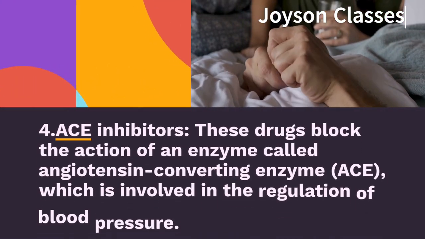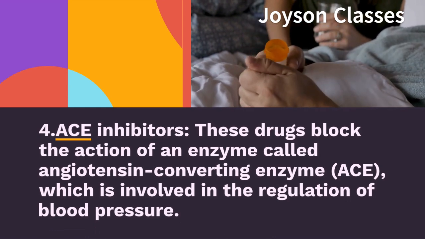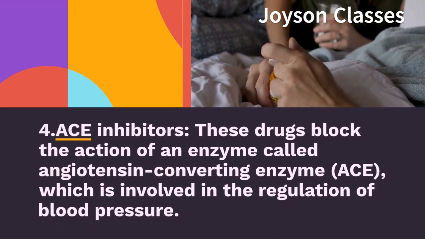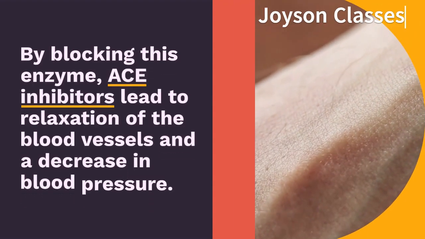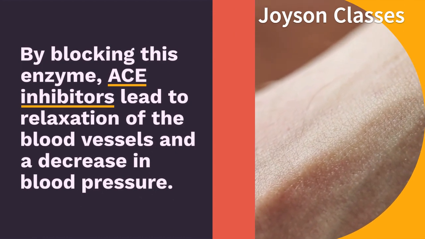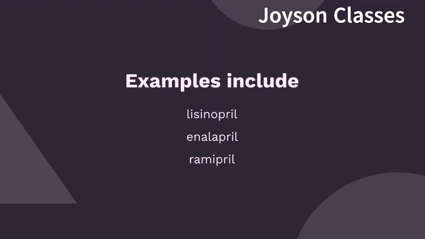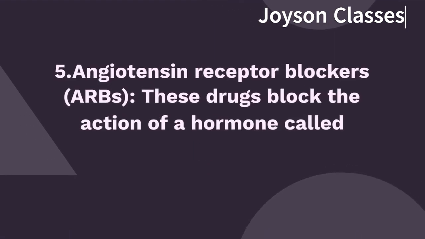4. ACE inhibitors. These drugs block the action of an enzyme called angiotensin converting enzyme, ACE, which is involved in the regulation of blood pressure. By blocking this enzyme, ACE inhibitors lead to relaxation of the blood vessels and a decrease in blood pressure. Examples include lisinopril, enalapril, ramipril.